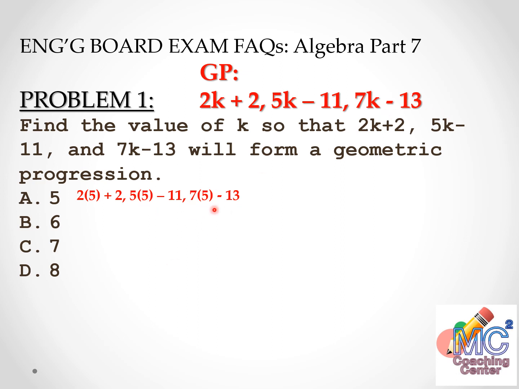If i-simplify po natin yung sequence na to, ito po yung result. Bakit naging 12? Because 2 times 5, 10 plus 2, naging 12. 5 times 5, 25 minus 11, 14. Then 7 times 5, 35 minus 13, that is 22.